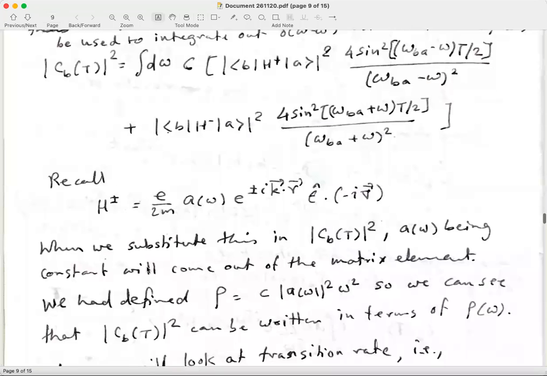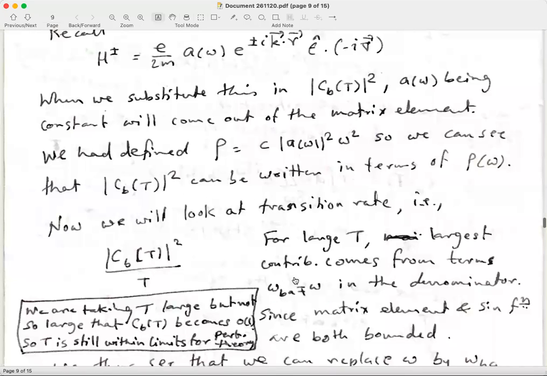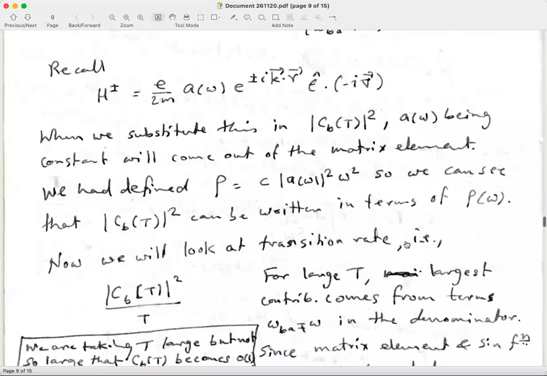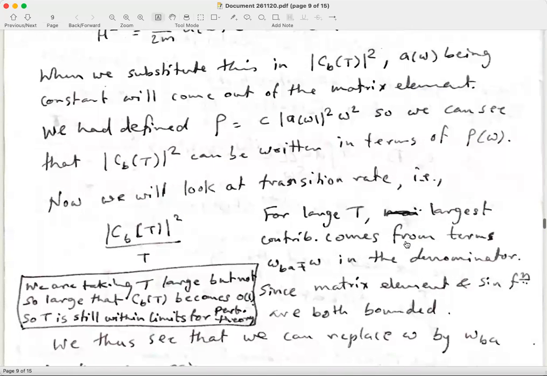Good. So if you do that, and the time is large enough, then the contribution to the transition comes from the terms where omega BA minus omega vanishes. Okay, so you're just pulling out the contribution when the denominator is small. That is the main contribution.